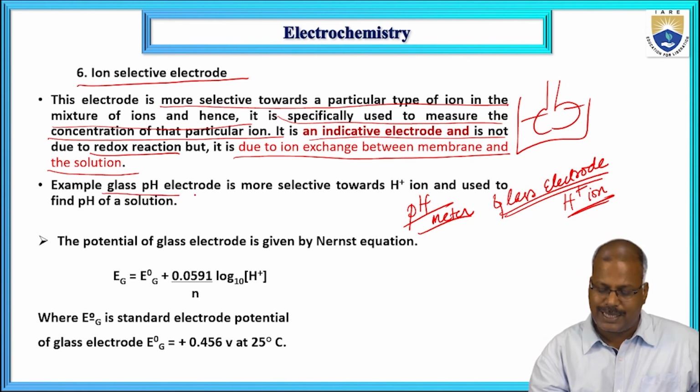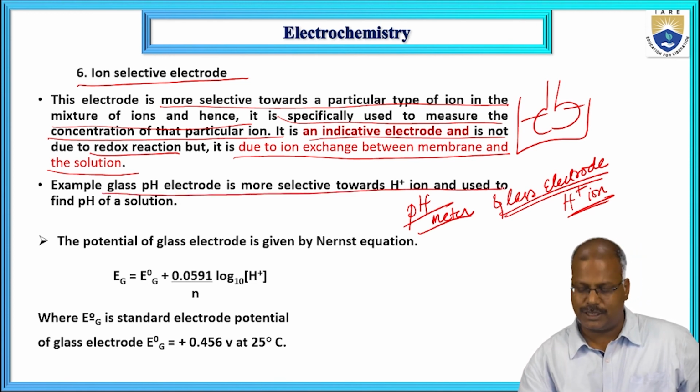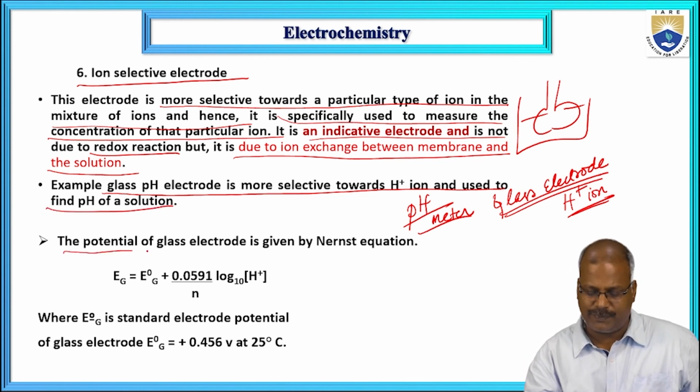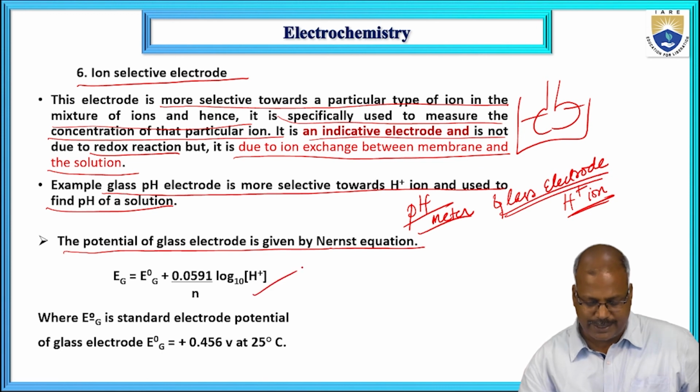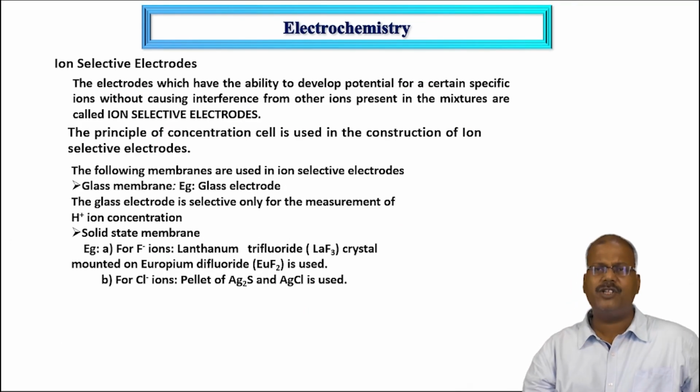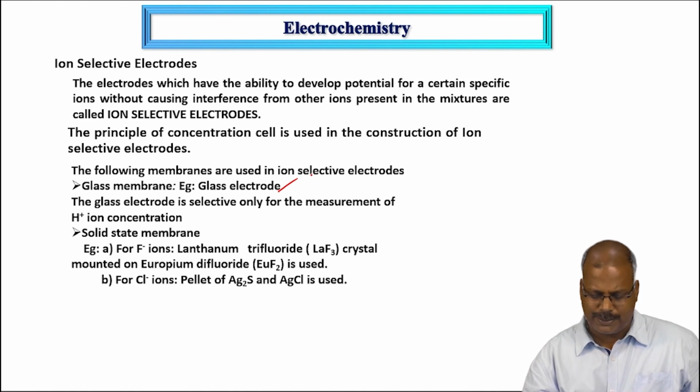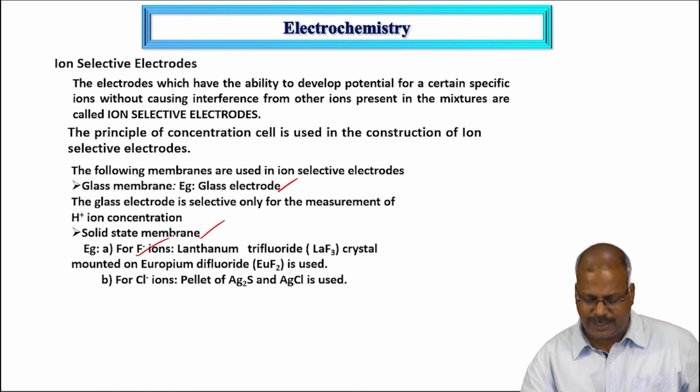Example, as I told, the glass pH electrode is more selective towards H plus ion and is used to find the pH of the solution. The potential of the glass electrode is given by the Nernst equation like this, where Eg is the standard electrode potential, whose value is given. Other examples are not only the glass electrode for H plus ion; there are solid membranes for fluoride ions. Lanthanum trifluoride crystal mounted on europium trifluoride is used. For chloride ions, a pellet of Ag2S and AgCl is used.